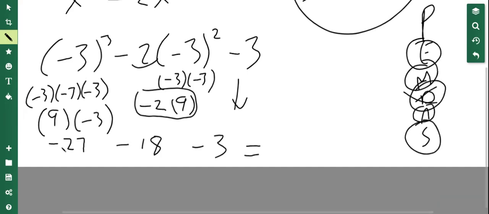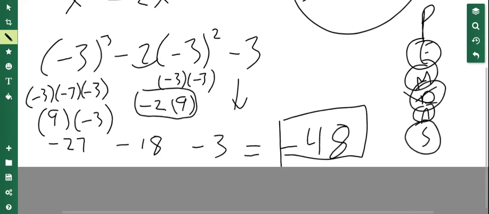What is negative 27 minus 18 minus 3? We get minus 48. Okay, and that is our final answer.